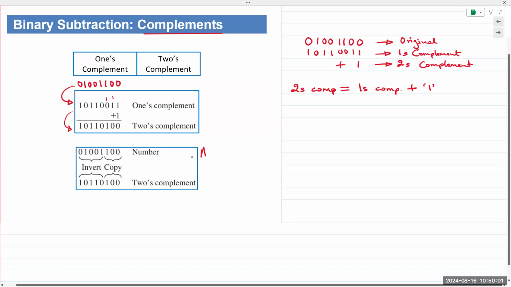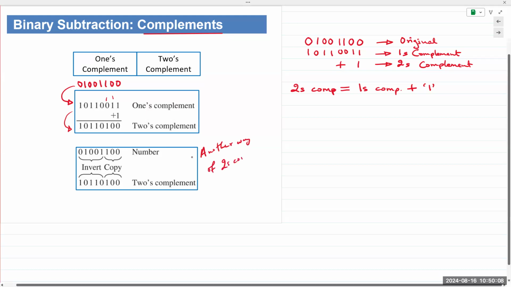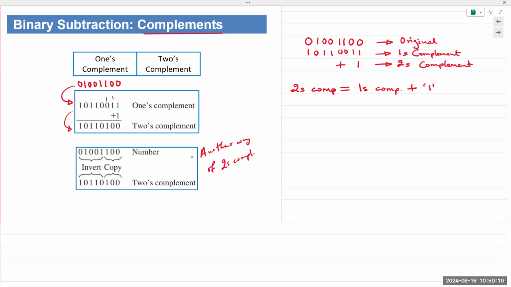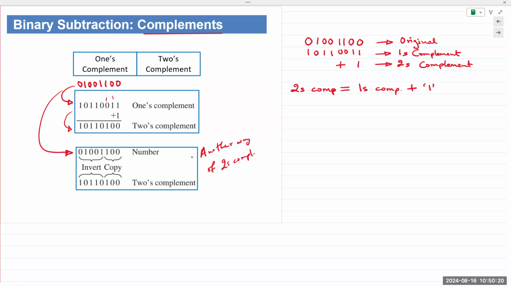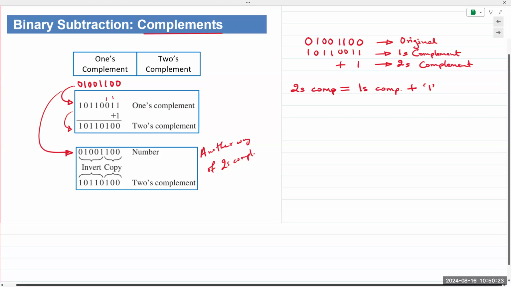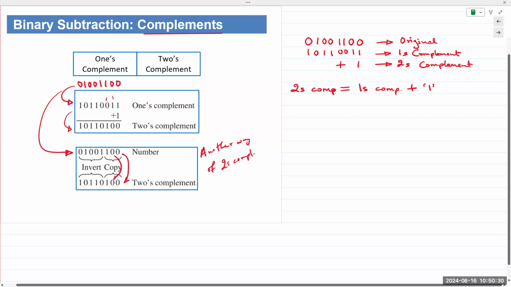Here is another method of writing the 2's complement. You simply take the original number, 0, 1, 0, 0, 1, 1, 0, 0, and start at the least significant bit, the rightmost side, and write down the numbers exactly as they are, until you reach the first one.